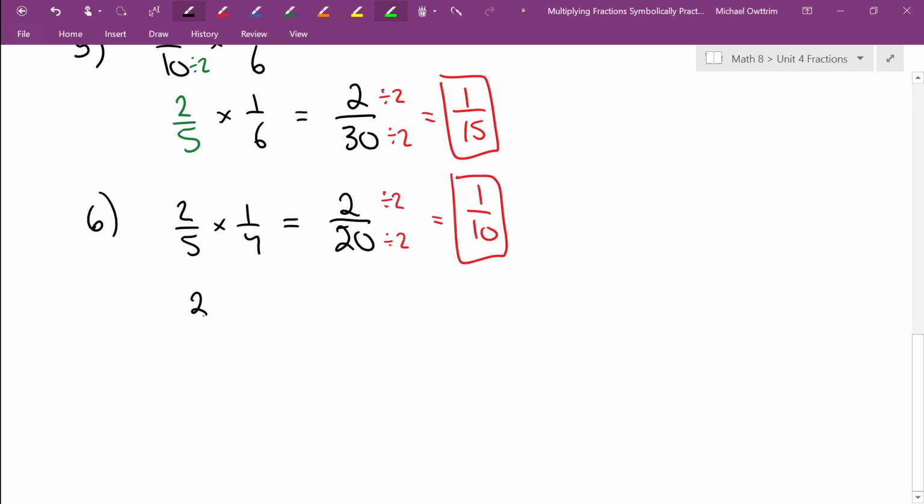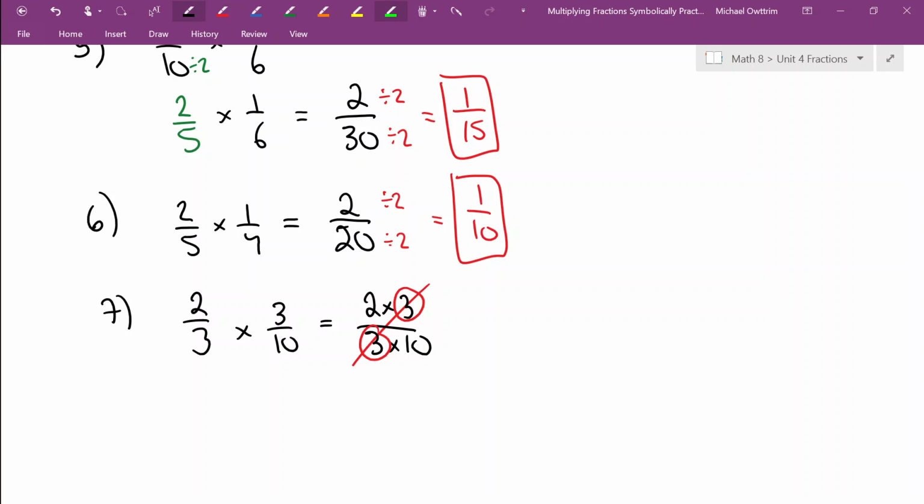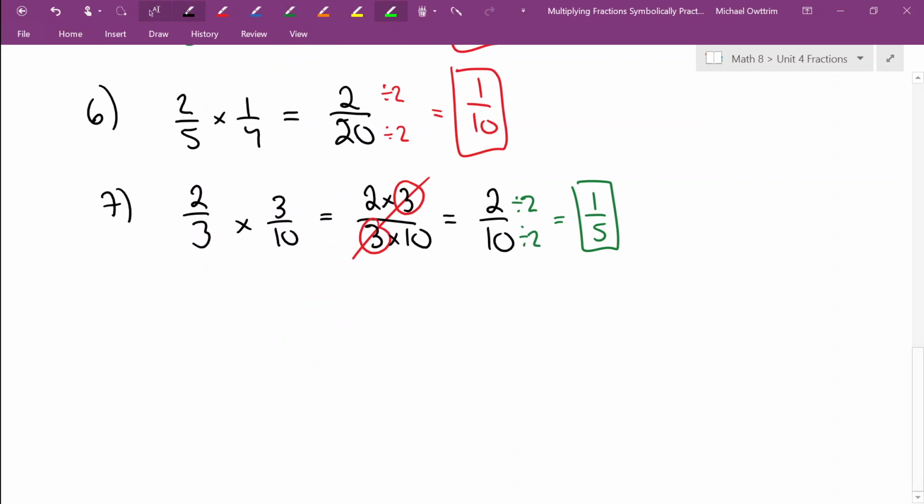Question 7, 2/3 times 3/10. Again, here we have one factor on the top and an identical factor on the bottom. There's a 3 on the top and a 3 on the bottom, and those can cancel with each other. That leaves us with a 2 on the top and a 10 on the bottom, and we can divide both of those by 2 to simplify and get 1/5.